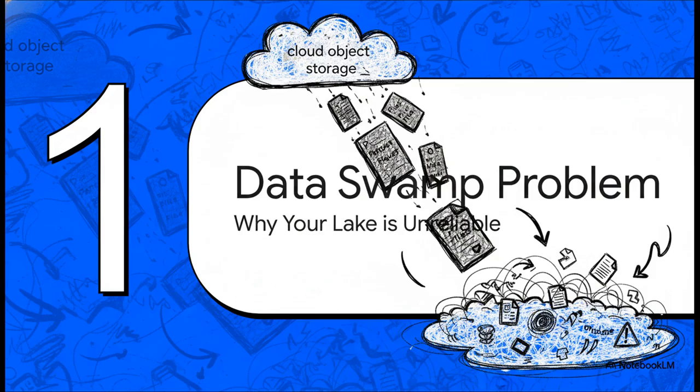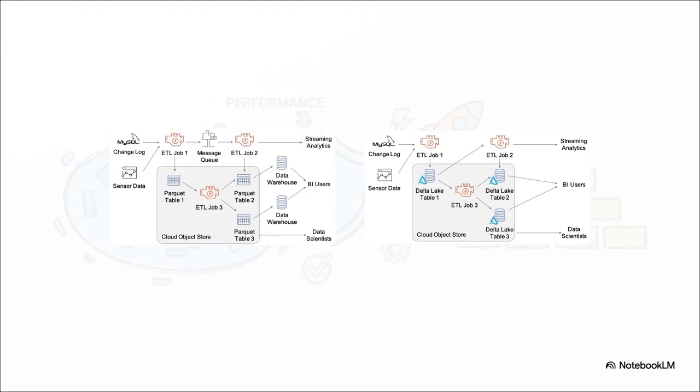You know the drill. You're using something like S3 or Azure Blob Storage. It's cheap, it's massively scalable, but when you're just dumping raw Parquet files into directories, you are, frankly, living on the edge.